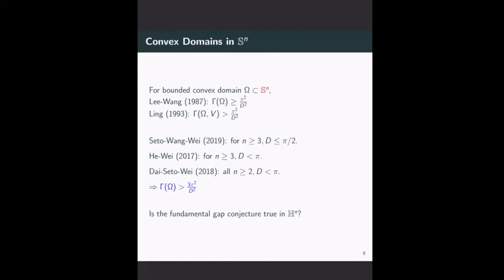And then we have two papers that say, well, you have the same lower bound for the fundamental gap in Sn. It's not clear what the limiting case is. So it's unclear that rectangles would be the limiting case because it's quite difficult to compute and separate variables on the sphere.